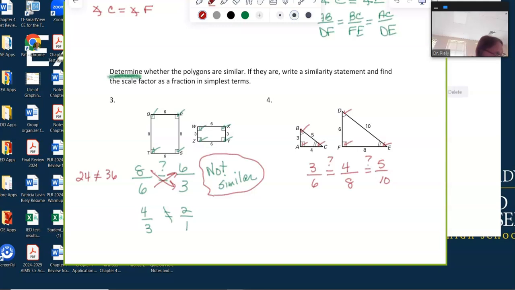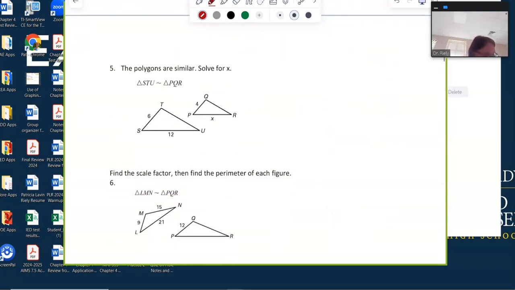Okay, I can reduce all of these. 3 goes into itself once. 3 goes into 6 twice. That's 1/2. 4 goes into itself once. 4 goes into 8 twice. That's also 1/2. 5 goes into itself once. 5 goes into 10 twice. 1/2 are all equal, and that is the scale factor. And therefore, I could put the similarity statement between them because these guys are similar. Okay? Okay, let's go to the next page now.